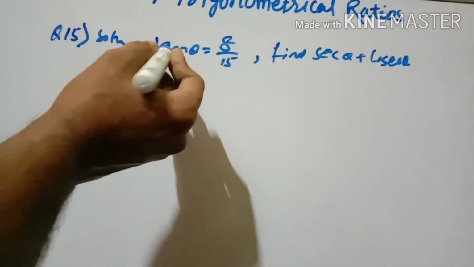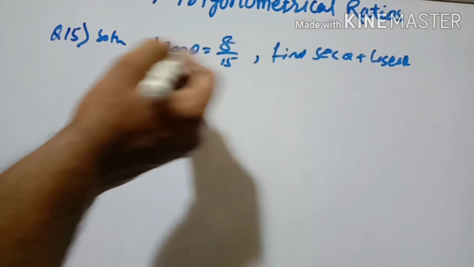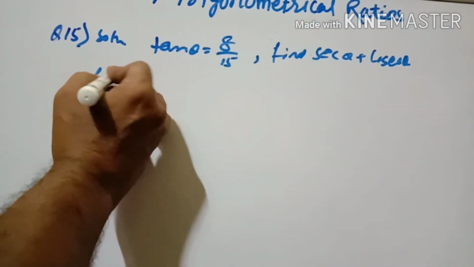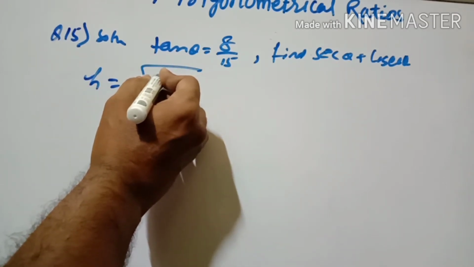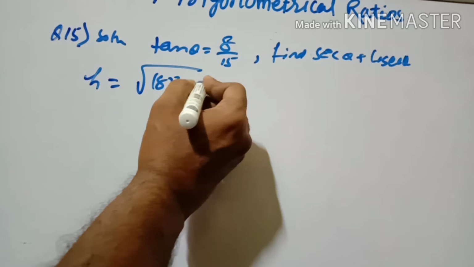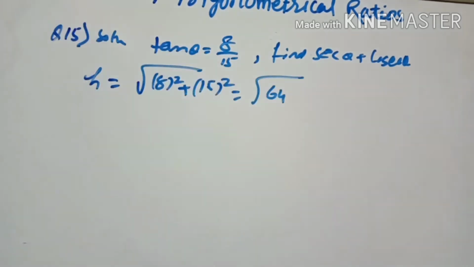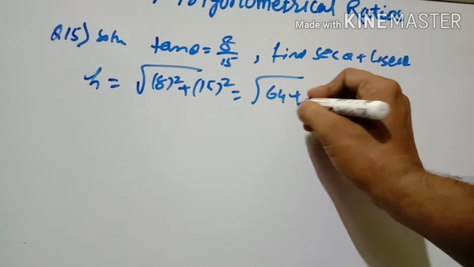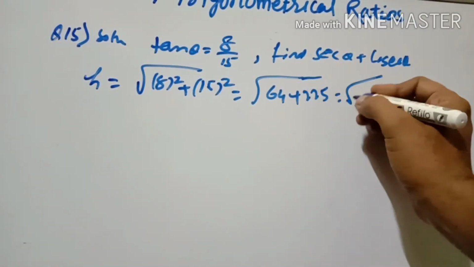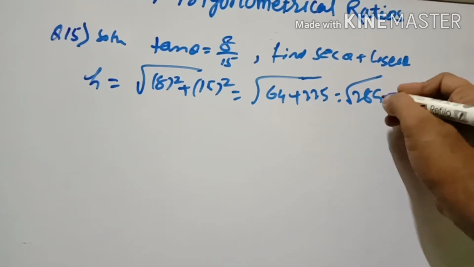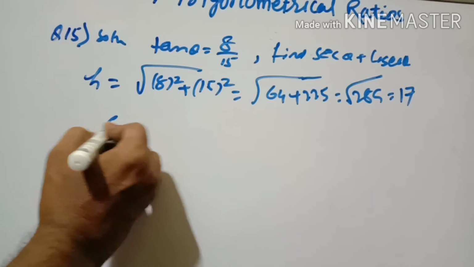Question 15. Theta is an acute angle. Tan theta is equal to 8 by 15, find sec theta plus cosec theta. First of all, H I can write as under root of 8 square plus 15 square, means 64 plus 225, it will be 289, means 17.